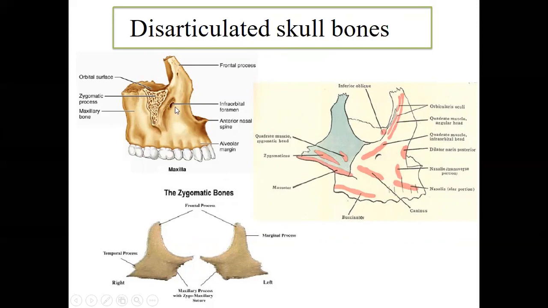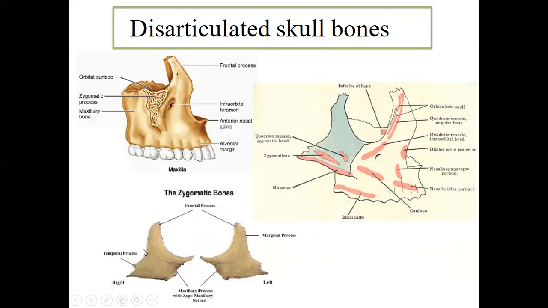Okay, this is the maxillary bone. So you can see here, this is the infraorbital foramen, and this is the anterior nasal spine. Okay, and then we have the alveolar margin, with all the maxillary teeth here, inside the socket. And then we have the zygomatic process here. And this maxillary bone also forms the orbital surface, the floor of the orbital surface. And then we have the frontal process here.